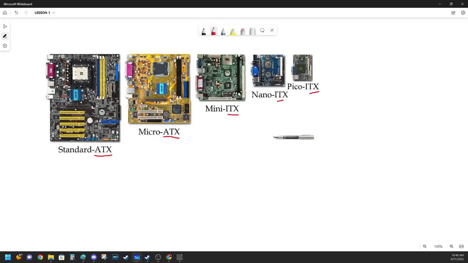ATX and ITX do not share the same mounting holes. So if you're purchasing a mini ITX motherboard, you may have issues mounting it into an ATX chassis because these mounting holes will not line up. So general rule of thumb, if you're building a standard ATX computer, ATX motherboard, ATX power supply, ATX chassis, they should all match. Whereas if you're buying an ITX motherboard, you need to look for a small form factor or an ITX chassis specifically.